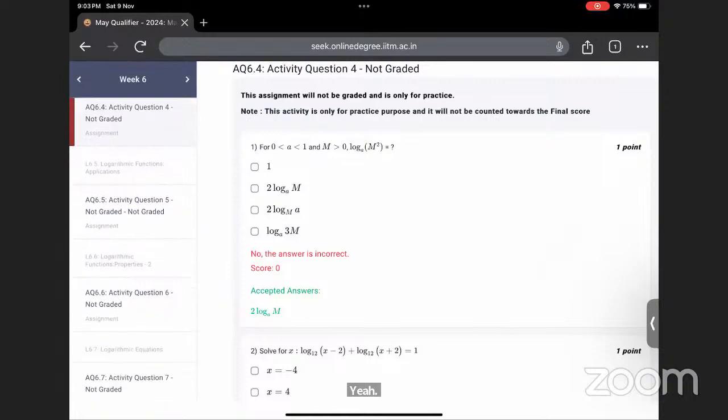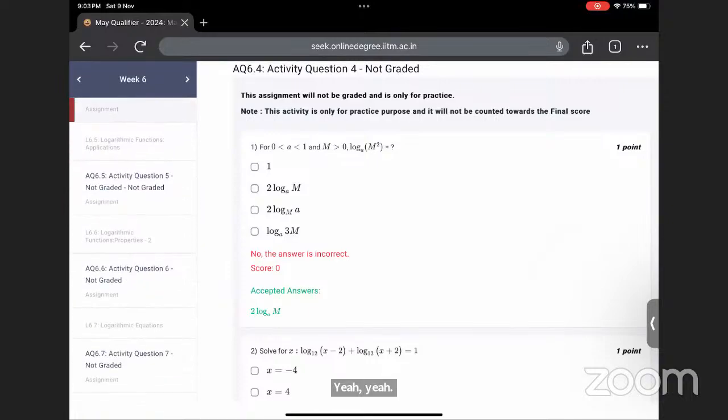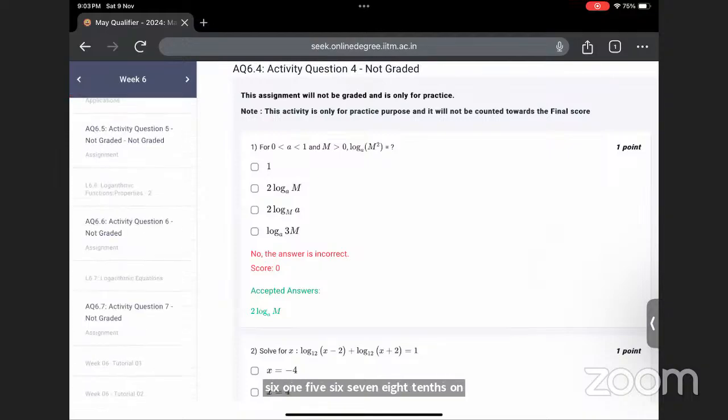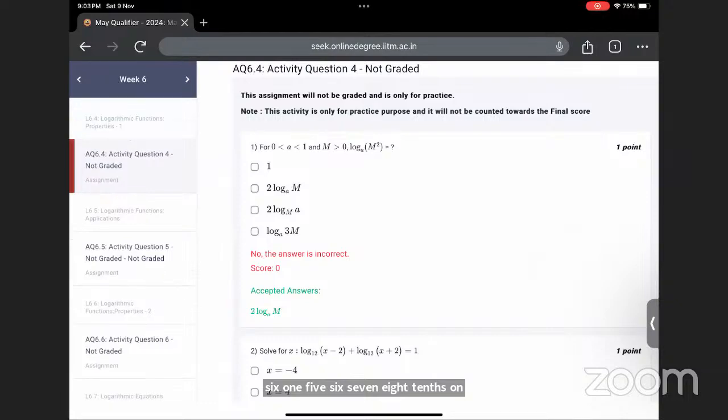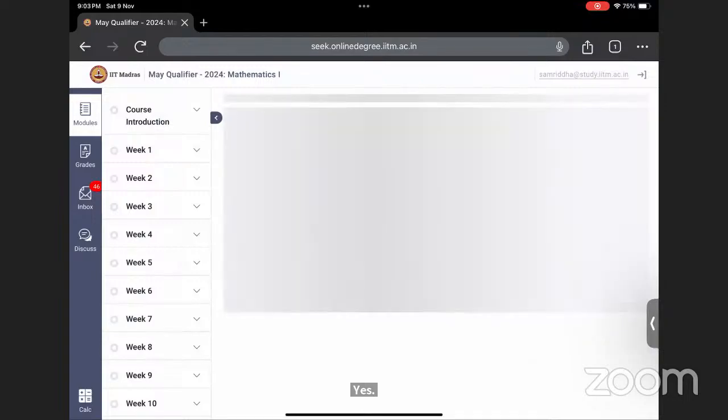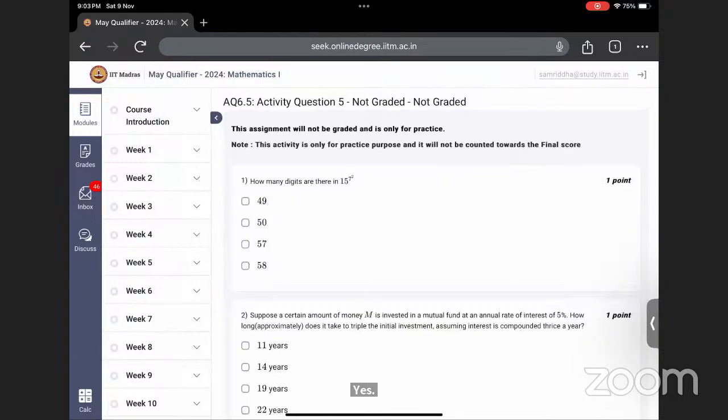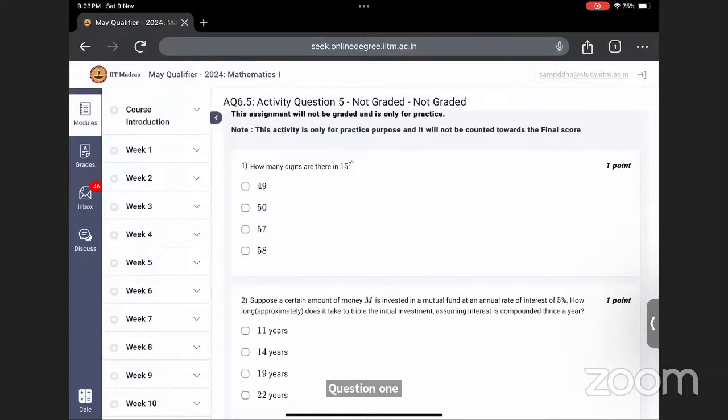Okay. So any other doubts in 6.5, 6, 7, 8, and so on? Yes, 6.5. Question 1 is, ma'am, simple, but looks complicated.